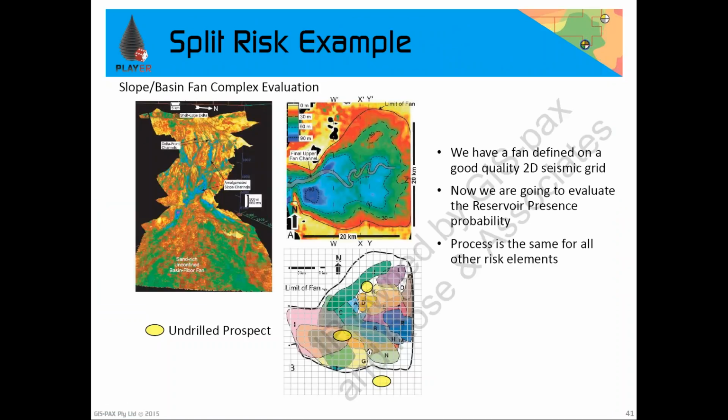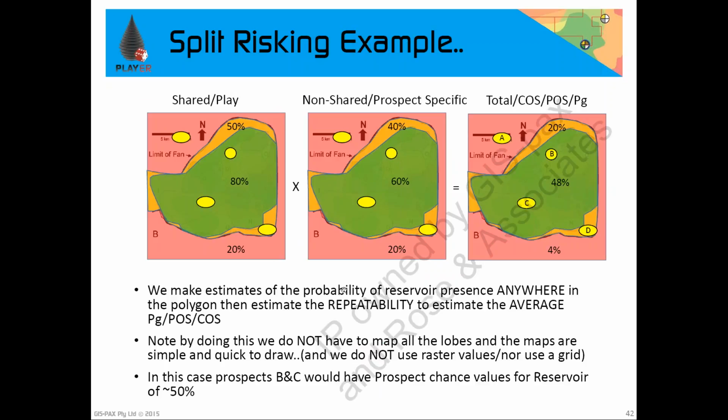So let's take that basin floor fan and go through a simple exercise of split risking. So I'm going to take obviously the fan outline, and let's just go through an evaluation for reservoir presence. At the shared level, what I've said here is that I've got an 80% chance that I have reservoir anywhere in this polygon. That's the question I answer. So I've looked at the seismic, I've made my evaluation, I've done my comparisons with other things in other areas, and this looks like a sandy fan. On the edge I'm saying it's 50, and in the abyssal shales I'm saying there's a 20% chance of sand.